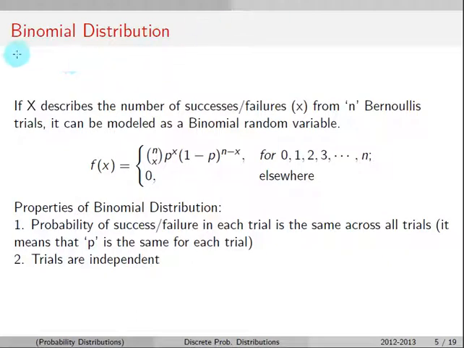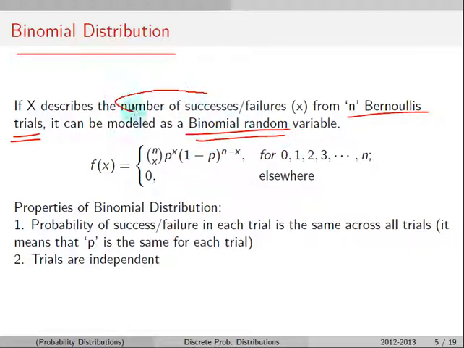Now let's talk about a binomial distribution. A binomial distribution is really a collection of n Bernoulli trials. If x describes the number of successes or failures from n Bernoulli trials, it can be modeled as a binomial random variable. So if you are conducting several or n Bernoulli trials one after the other, then that random variable can be modeled as a binomial random variable. And that random variable is talking about either the number of successes or failures from your experiment, from your n Bernoulli trials.